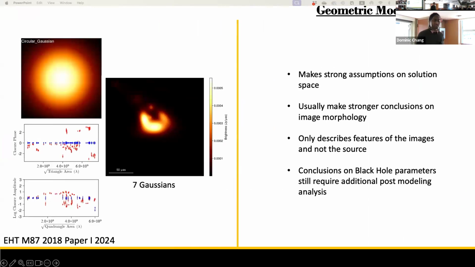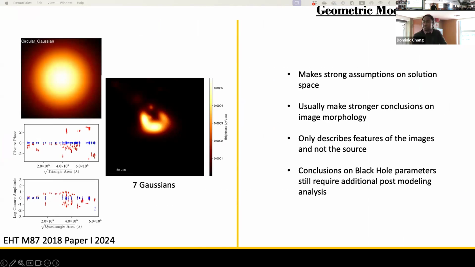So another approach is geometric modeling. These typically make stronger assumptions, and because of that, you're able to get stronger conclusions out. So for example, you can design your model. Like if you know you're looking at a ring, you can design your model to be a ring, fit that ring to the data, and then thus immediately back out something like a ring diameter or a ring asymmetry.